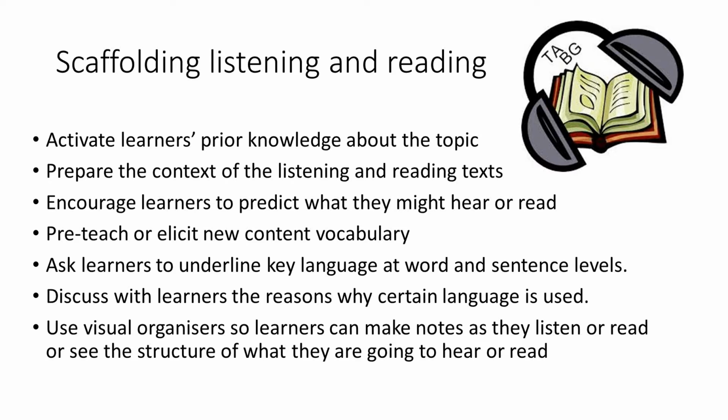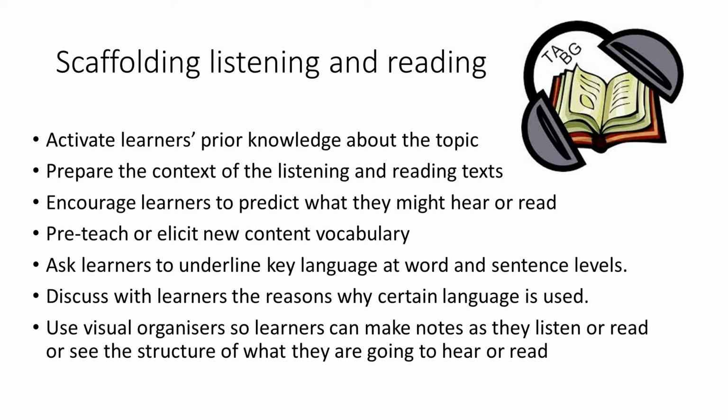The third way is to encourage learners to predict what they might hear or read. You can do it by writing the topic of the reading, for example, the problems of fast food or the effects of fast food, and then ask learners to predict what the text could be about. The fourth strategy is to pre-teach or elicit new content vocabulary. You can do it by giving students word banks, or you can present new vocabulary. You can also elicit it from the students.